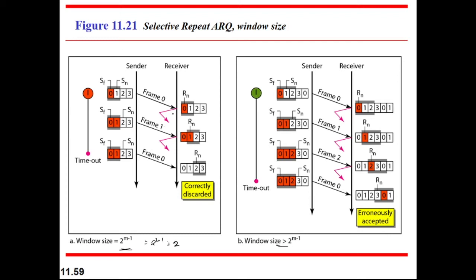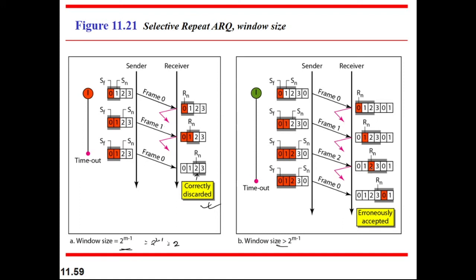So if frame 0 is passing to the receiver, the receiver receives frame 0, but the acknowledgement is lost. Frame 1 is passing, but the acknowledgement is lost. The timer runs out, and the sender sends frame 0 again. Now the receiver is expecting frame 2, so if frame 0 comes from the sender, it will be discarded. That means the duplicate frame is not accepted by the receiver. But if the window size is 3, then duplicate frames 0, 1, 2 can be received.